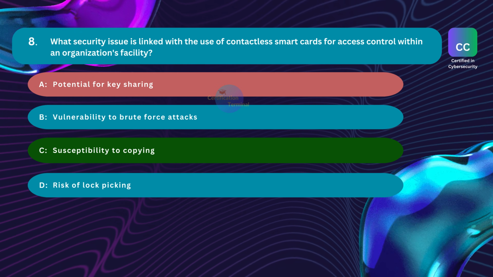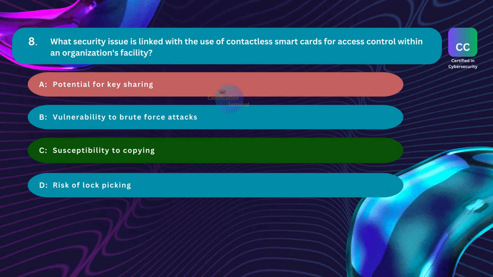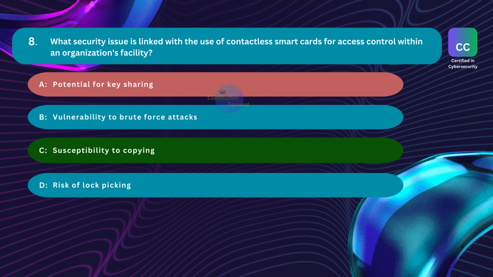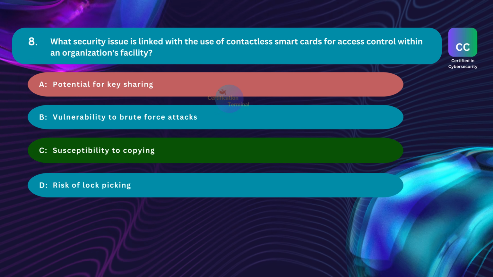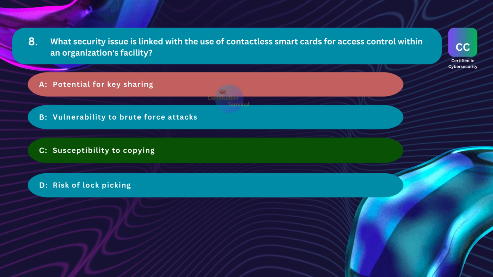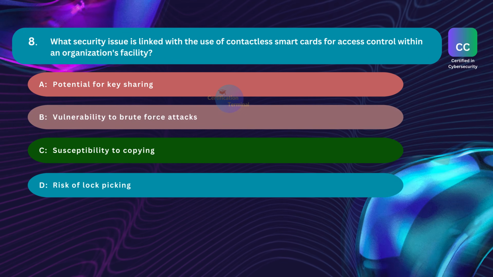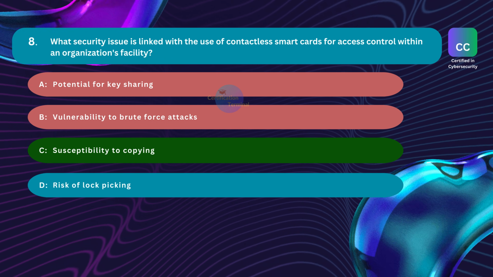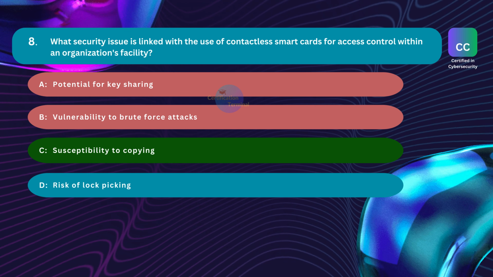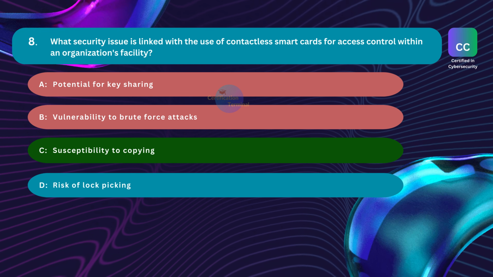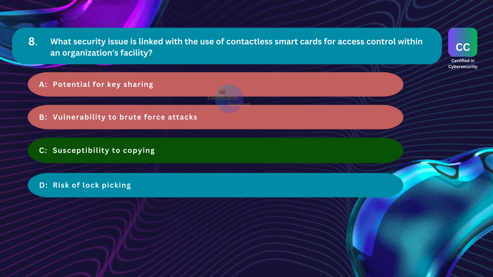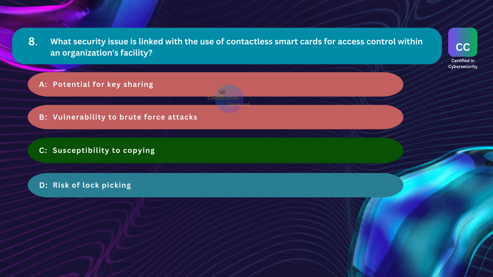Option A, potential for key sharing, is incorrect. Key sharing typically refers to unauthorized sharing of access credentials or keys among individuals. While a concern, it's not directly related to the technology used in contactless smart cards. Option B, vulnerability to brute force attacks, is incorrect. Brute force attacks involve trying numerous combinations to guess passwords or keys. Contactless smart cards generally don't fall prey to this type of attack, due to their encryption methods.